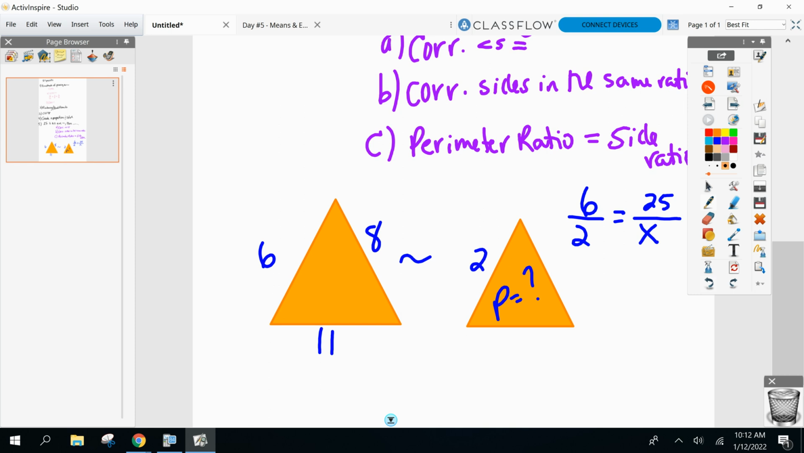Okay? How come we got 25 out there? 25 is the perimeter of this triangle. Okay? So the ratio of the two sides that I know, 6 and 2, is the same as the ratio of their perimeters. Okay? Anything else?